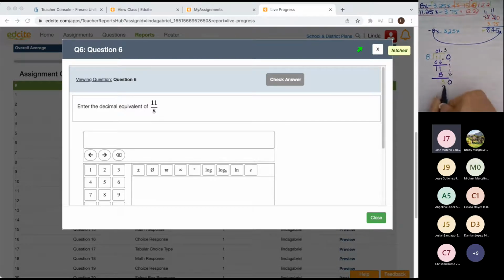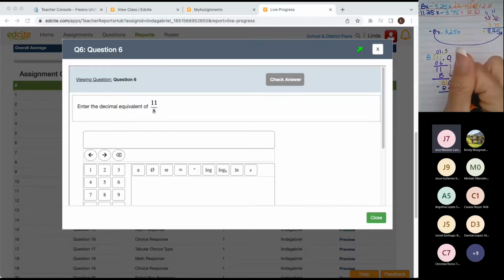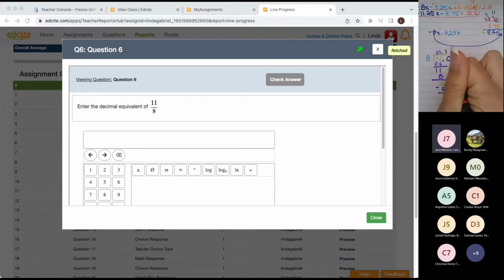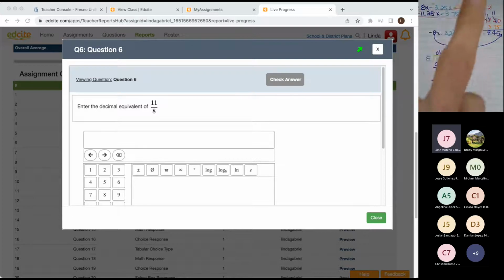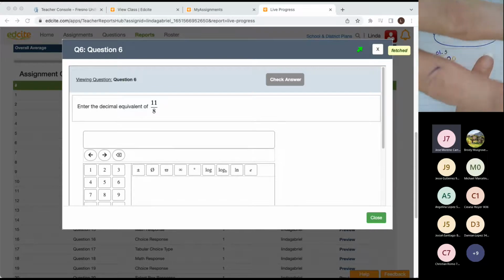So 8 times 3 is 24. 30 minus 24, that is going to give me, you borrow 1, 10 minus 4, that gives me 6. 8 does not go into 6. I'm going to add another 0. I'm going to drop that 0. 8 goes into 60. How many times? 8, 16, 24, 32, 40, 48, 56, 64, too far, so 7.